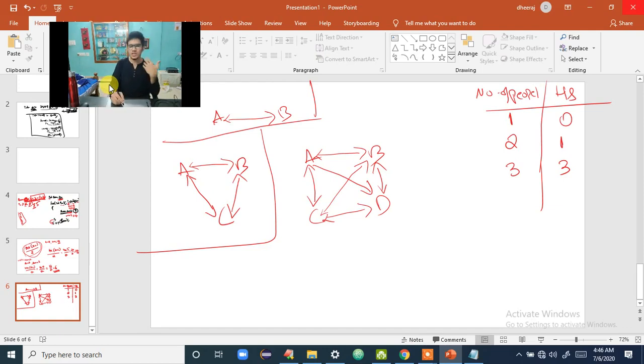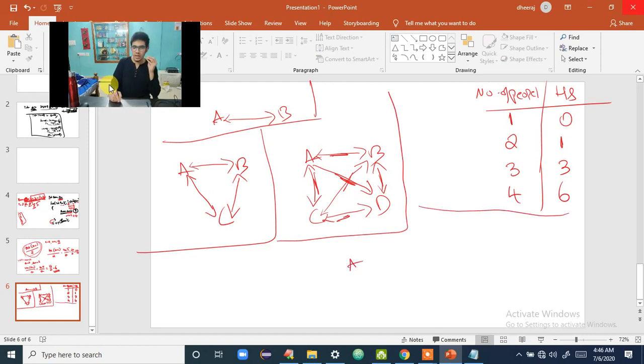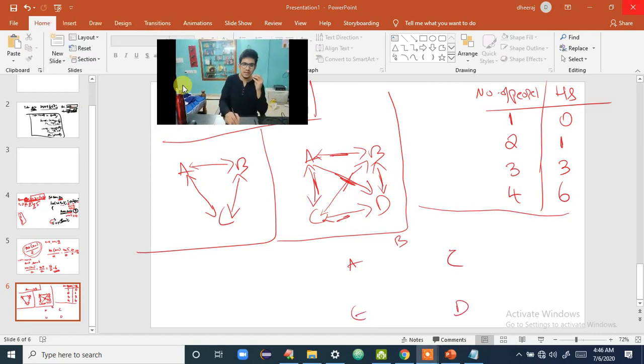So if I start to count how many total handshakes, it is 1, 2, 3, 4, 5 and 6. So when there are 4 people, there are 6 handshakes. Right? Now let's see when there are 5 people, what is actually happening here. So A, B, C, D and E. Let's see how many handshakes will happen here.